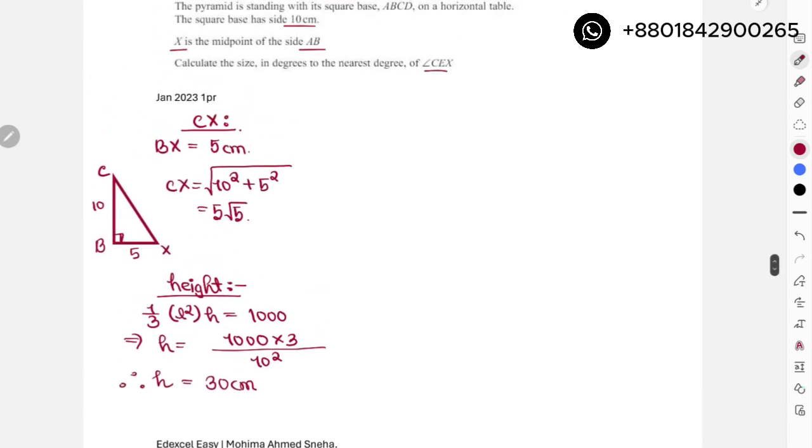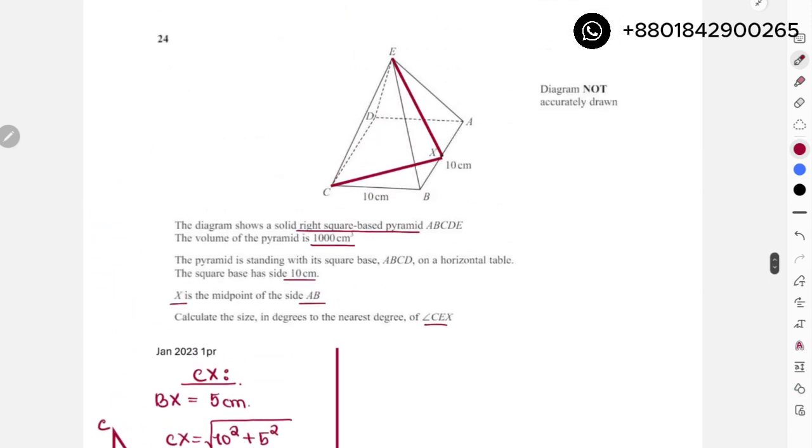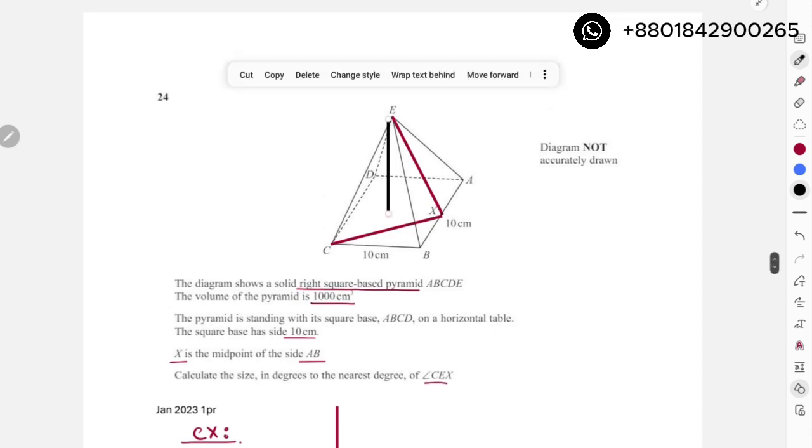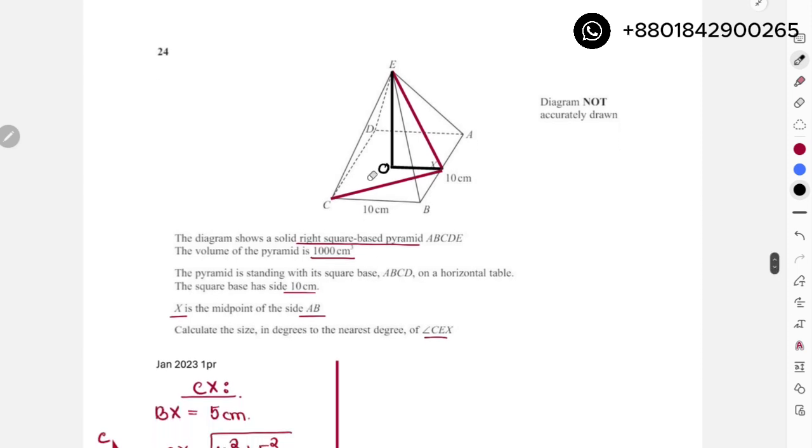Now using this height, I can calculate the EX length. So this is where the height is supposed to be. I'm assuming that this is where the center is. Right, in this reference, you can see the point where this vertical height meets the base, I'm going to consider that as O. Okay, so O is the center of the base. If O is the center of the base, and this is also half of CB, then OX is going to be 5 again.